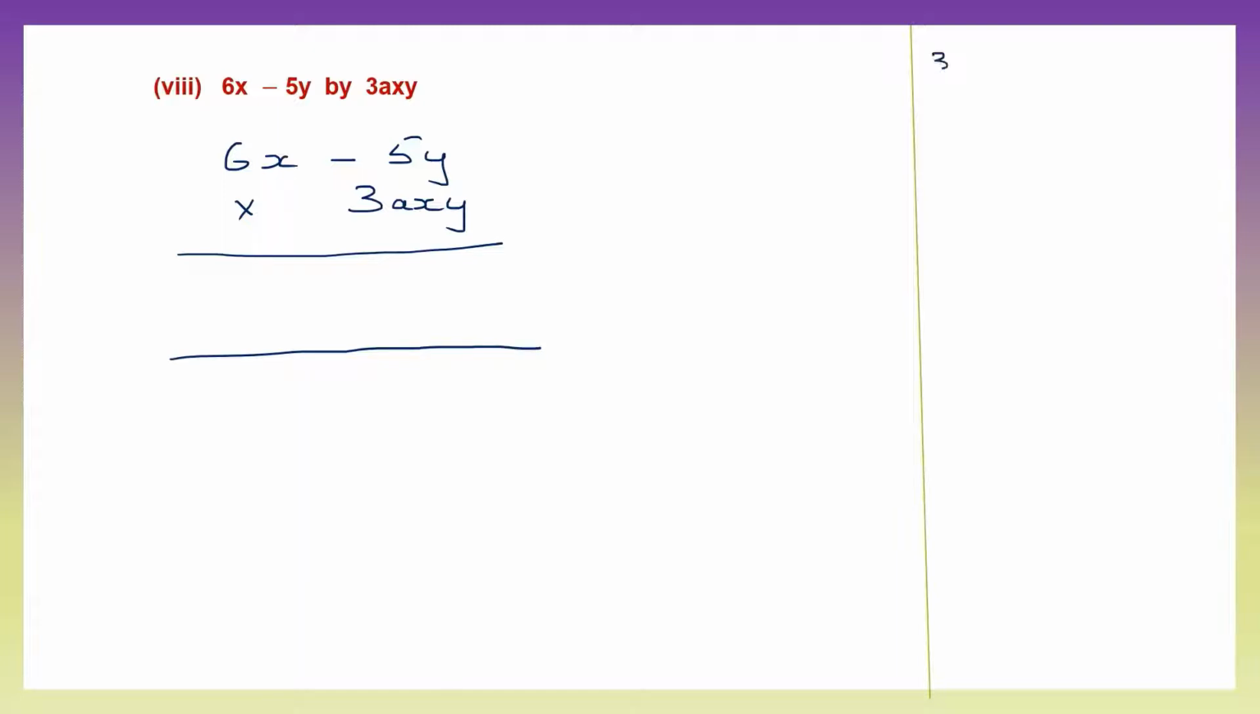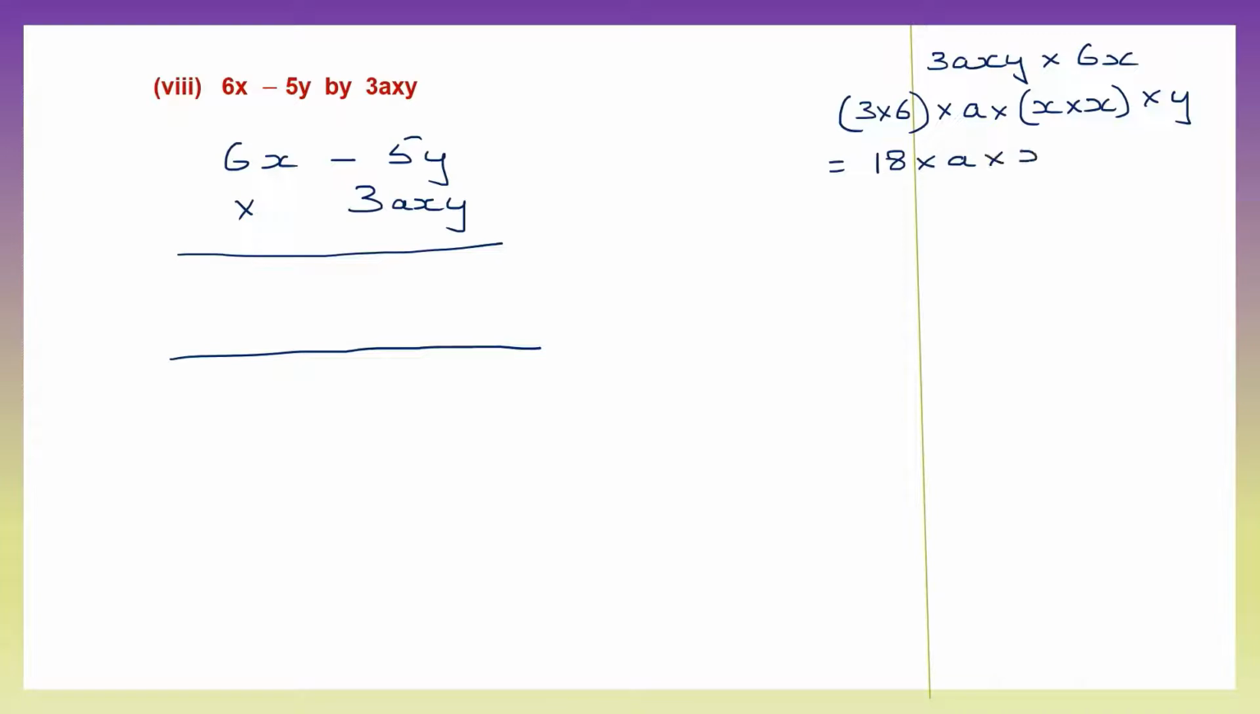Next question, 6x minus 5y into 3axy. So let's multiply 3axy into 6x first. So let's take the numbers 3 into 6. Then let's take a, there's only one a. Let's take x, there are 2. And y, there's only 1. 3 6s are 18 into a into x to the power of 1 plus 1 into y. So that is 18a x to the power of 2 y. So what do we get? 18a x square y.